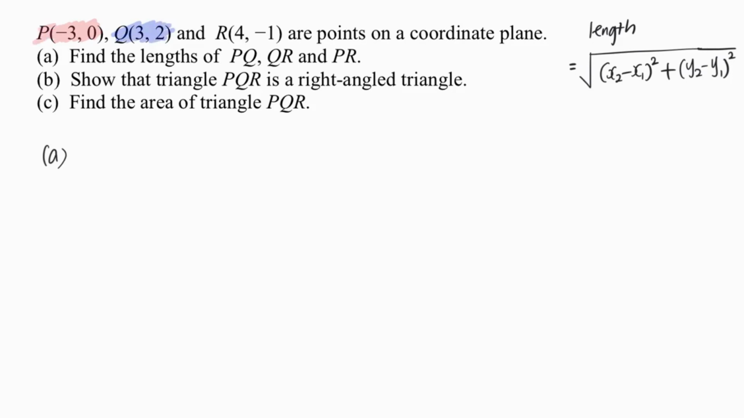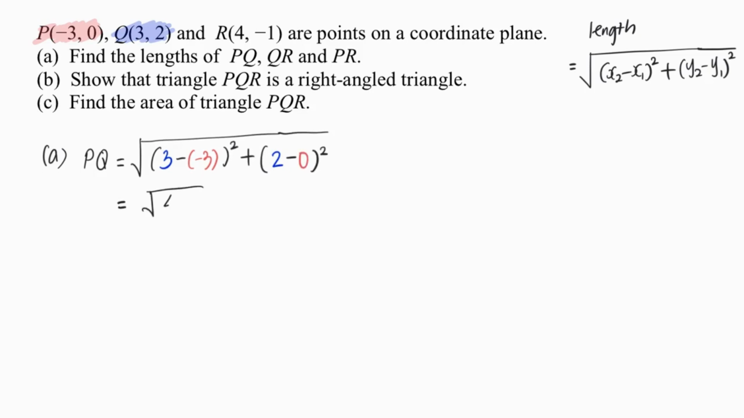So for PQ, my working goes like this: the square root of (3 minus negative 3) squared plus (2 minus 0) squared, and this will give me the square root of 40, and the square root of 40 would then lead us to 6.32 units to 3SF. We shall continue for QR.